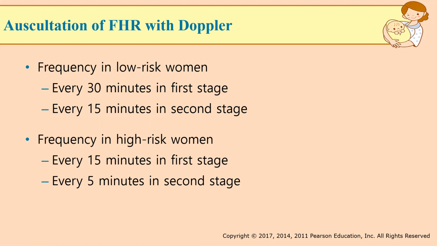In low-risk women, the frequency of listening to the fetal heart tones is about every 30 minutes in early or first stage and every 15 minutes in the second stage. This can be different relating to the healthcare facility. Frequency in high-risk women is more often, every 15 minutes during the first stage and every 5 minutes during the second stage. You may find that more frequent is preferable.